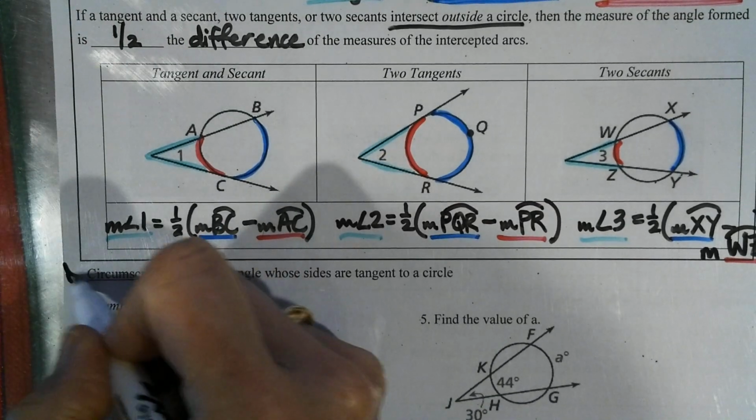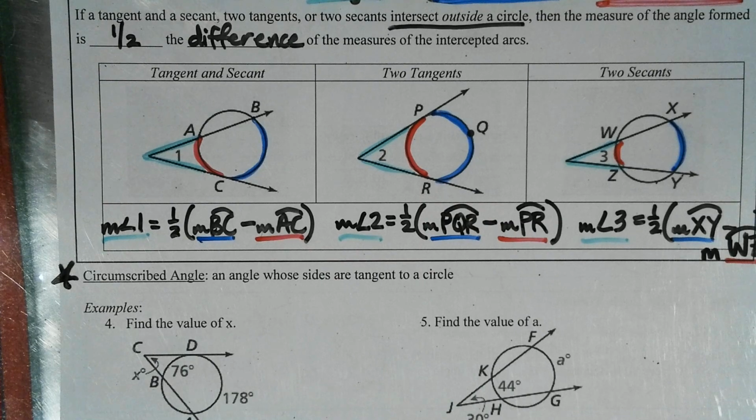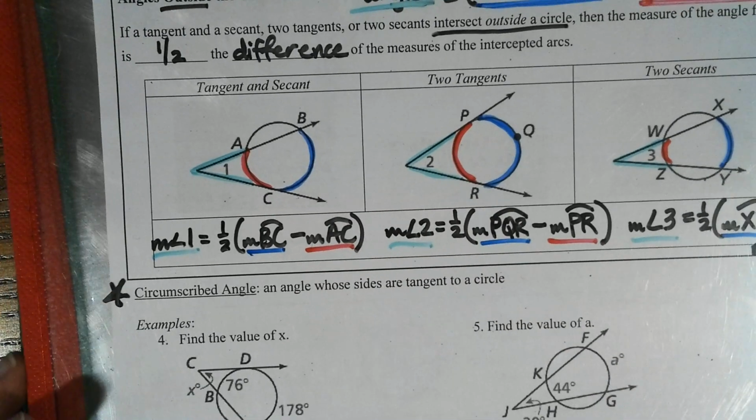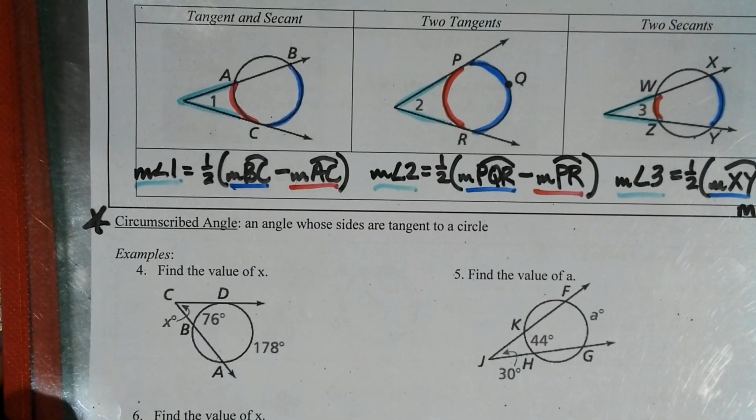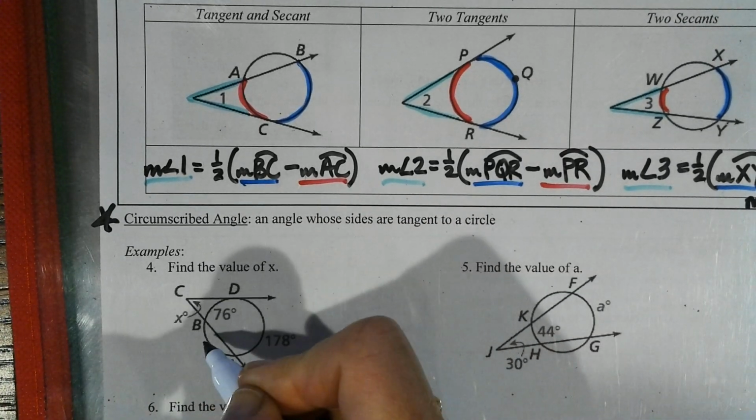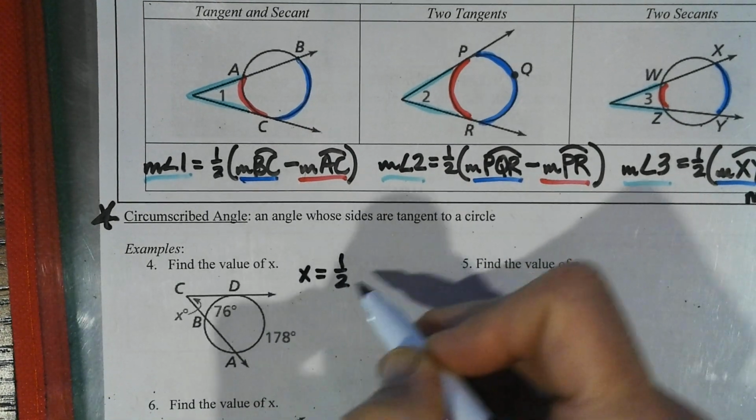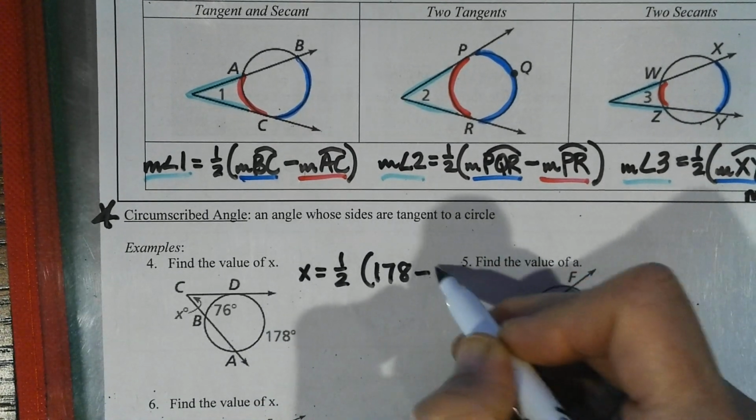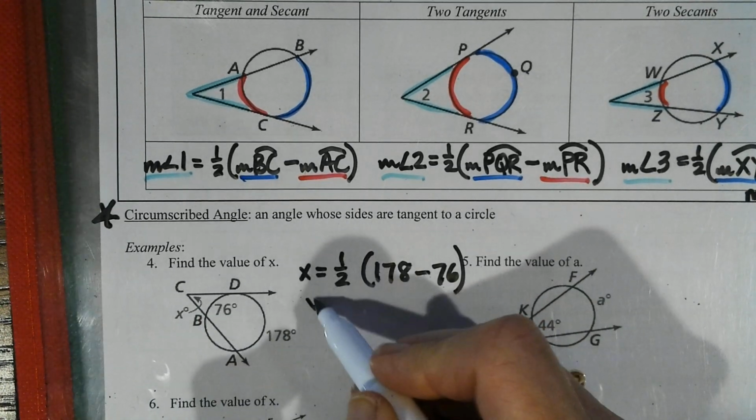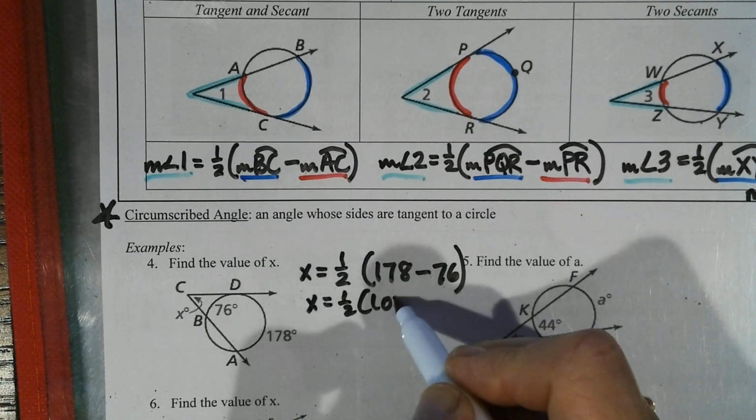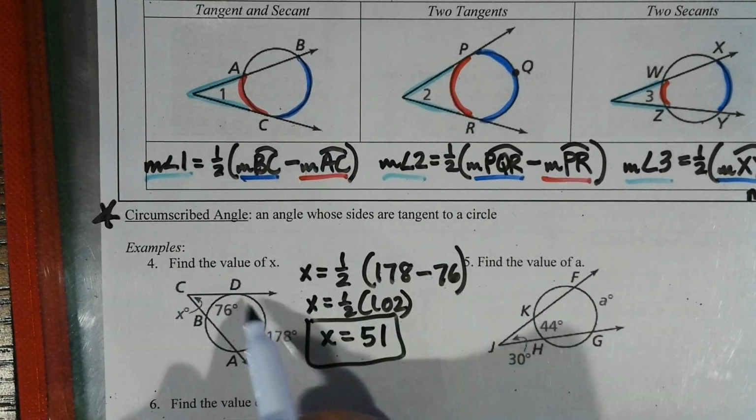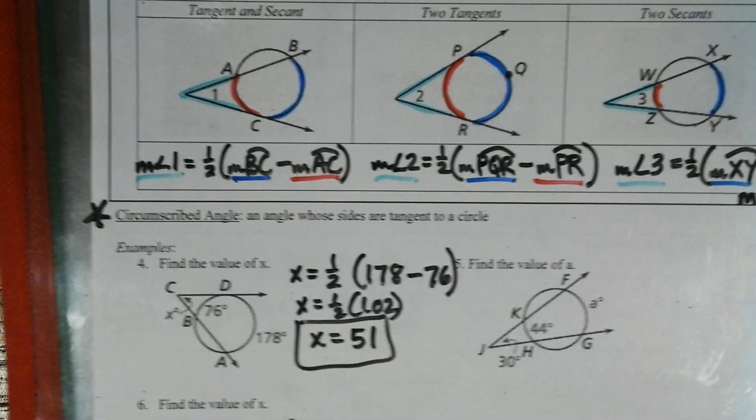One vocabulary word here: a circumscribed angle is an angle whose sides are tangent to a circle. So it is possible to have it exactly tangent to a circle. We're going to find the value of x here. Here's your major arc. Here's your minor arc. So x equals 1/2 (178 minus 76), because they intersect outside the circle. So that's 102, which gives me 51. Major arc minus minor arc.